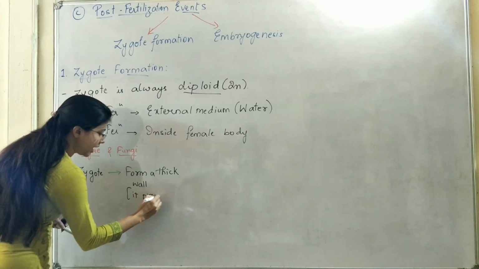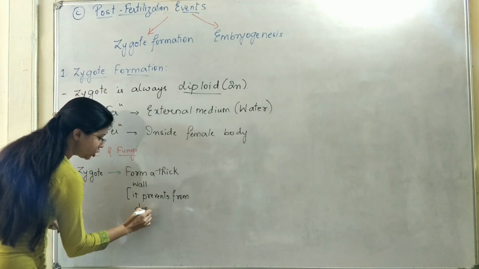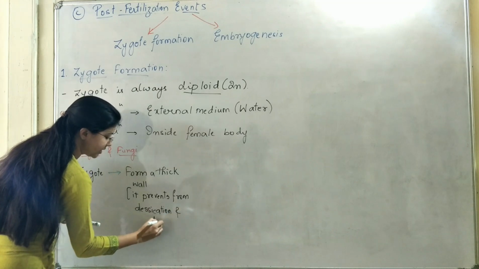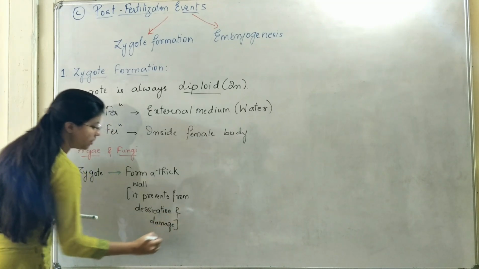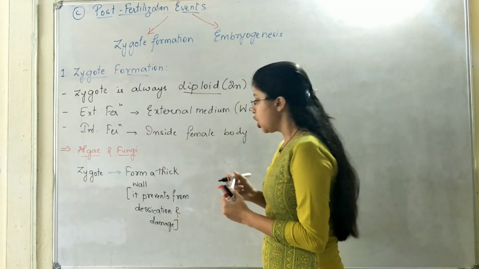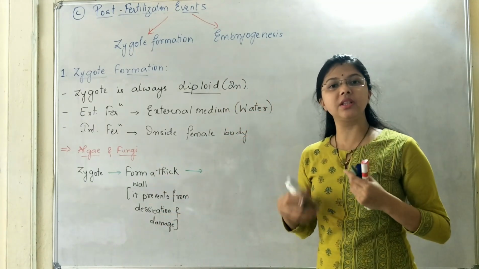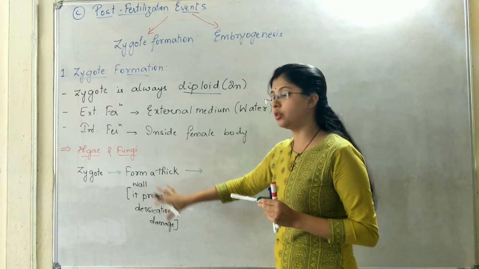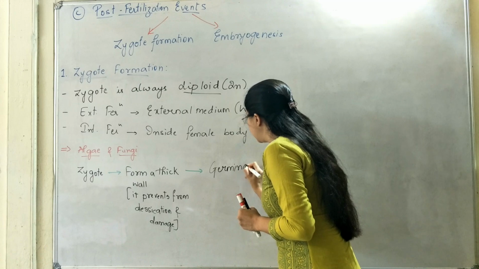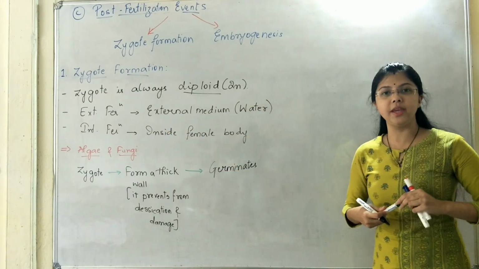What will be the function of this thick wall? It prevents the zygote from desiccation, that is drying, and any kind of external damage. It can be a physical damage or it can be damage created because of the pressure from the environment. So after the resting phase is completed, whenever favorable conditions return, then and only then the zygote germinates. And when the zygote germinates, new algae or fungi will be formed.